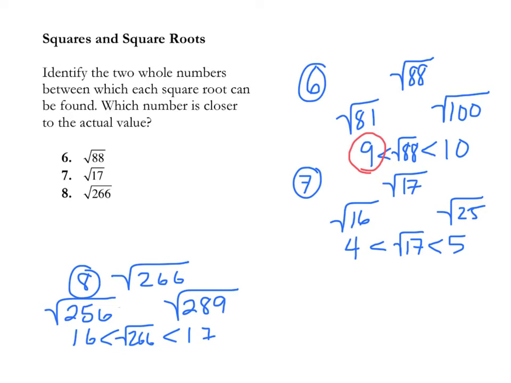Next one, 17. Well, 17 is between 16 and 25, so the square root of 17 is going to be between the square root of 16 and the square root of 25. So it's between 4 and 5, and it's a great deal closer to 16, so it's much closer to 4. Square root of 266, well, that's between the square root of 256 and the square root of 289, which is 16 and 17. And since 256 is only 10 away from 266, it's closer to 16. So these were all closer to the smaller one this time.